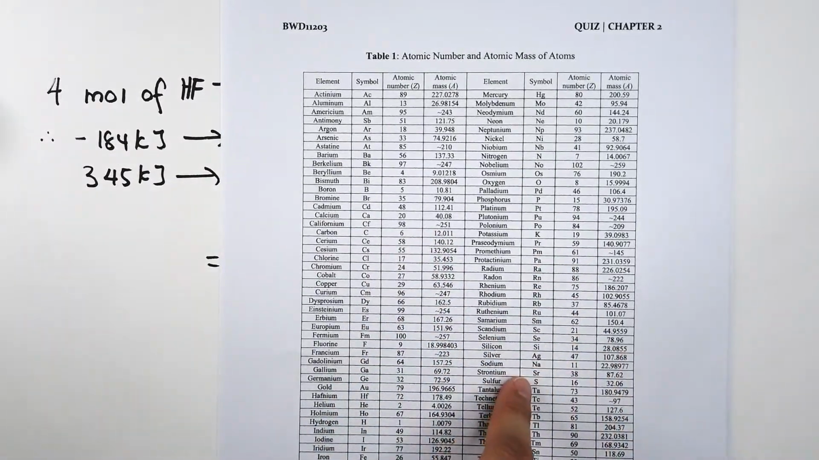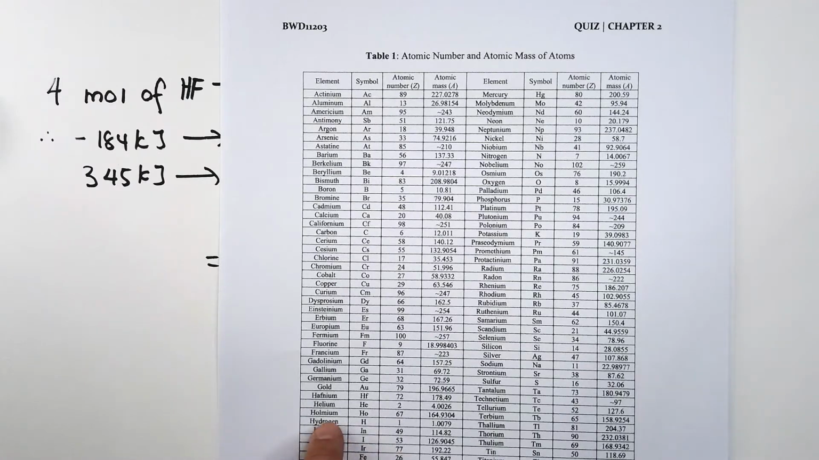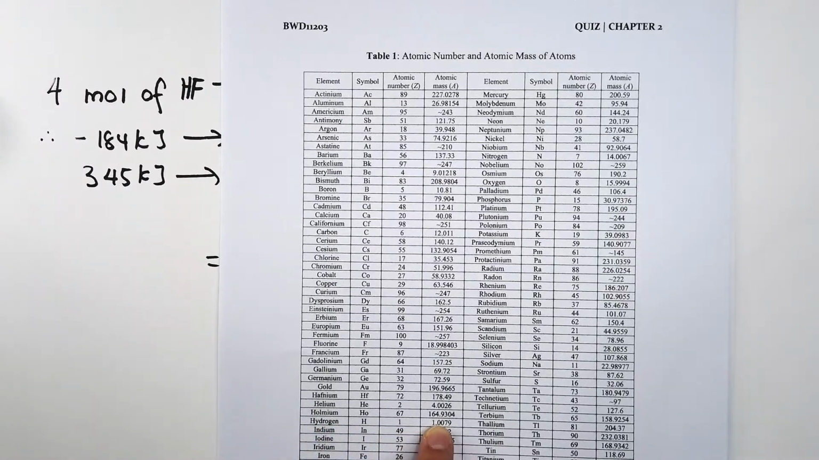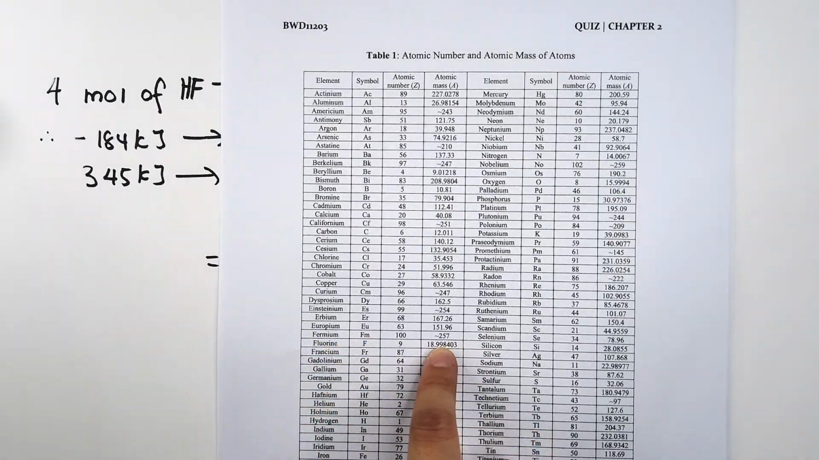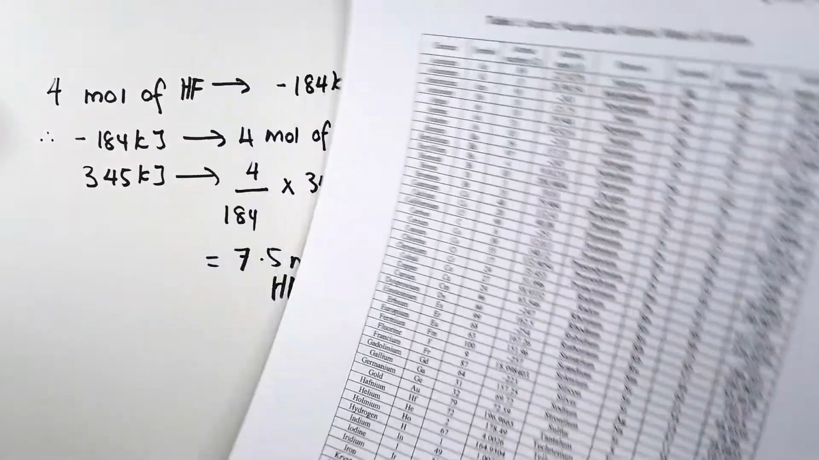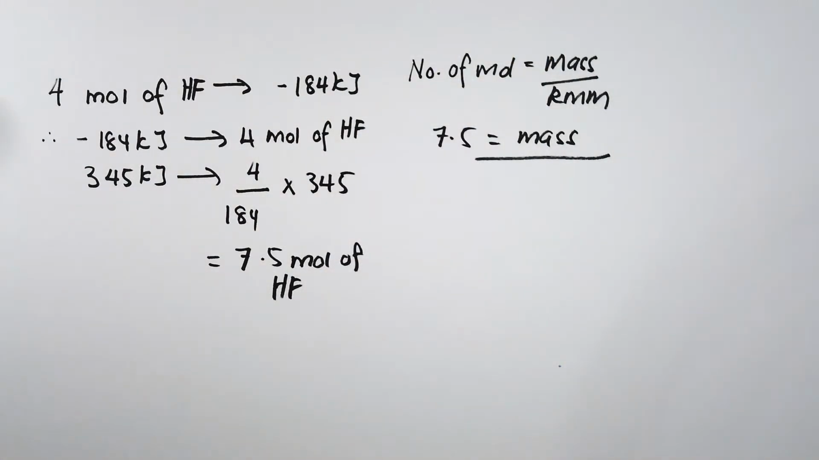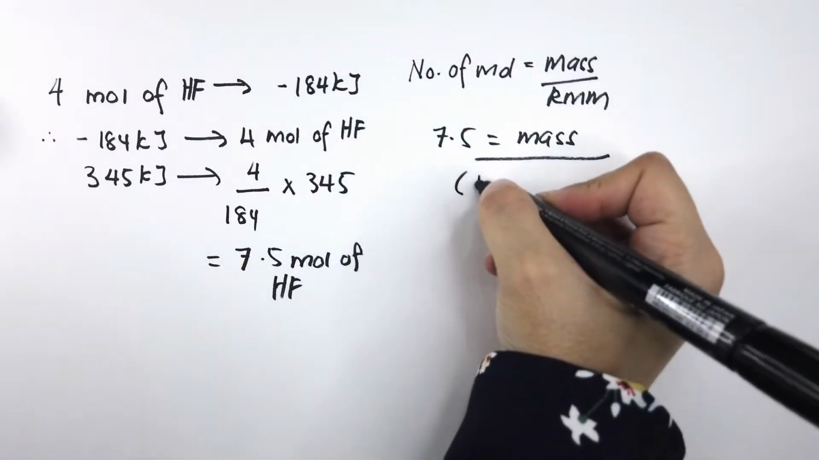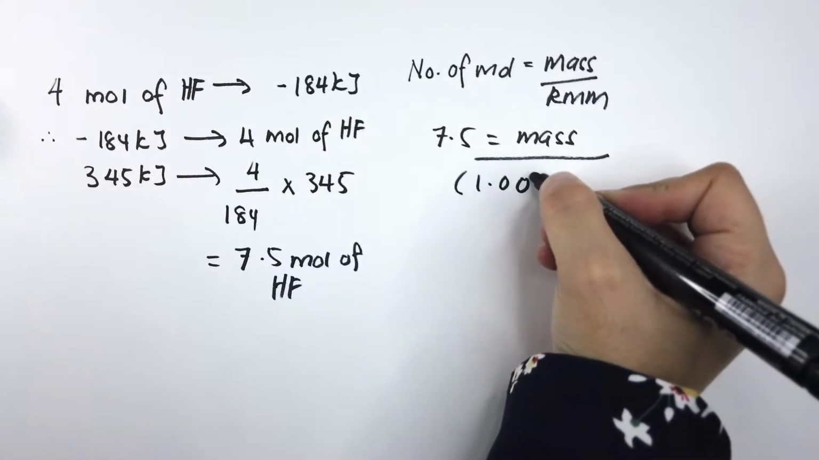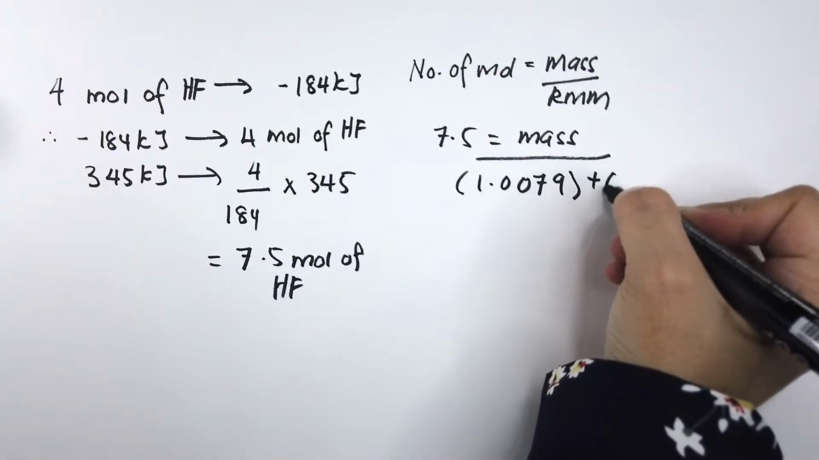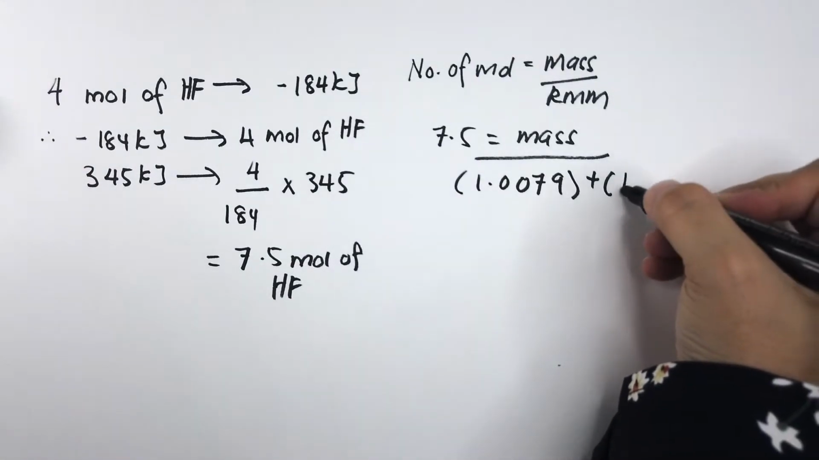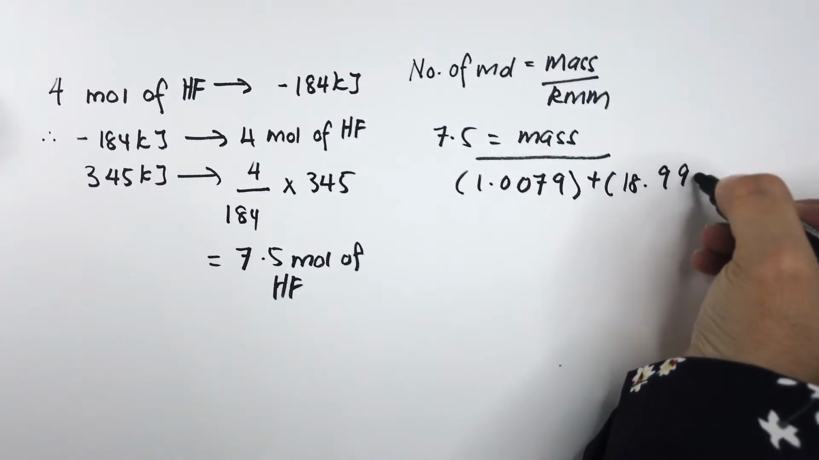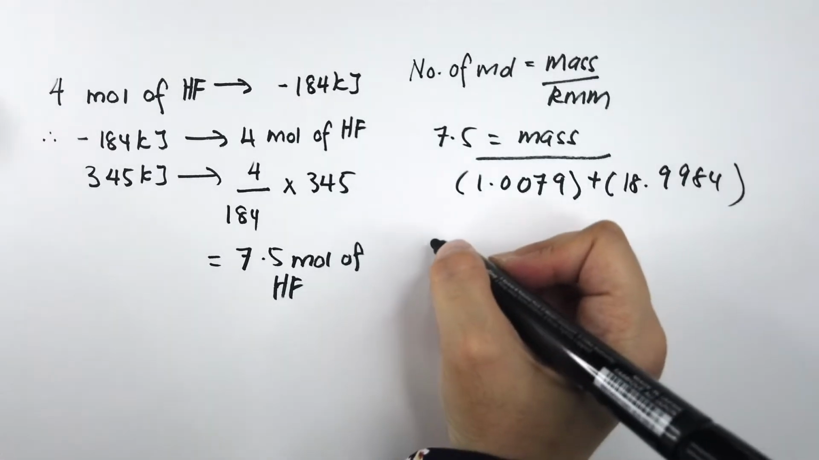So you're going to find H and you're going to find F. So hydrogen is 1.0079 and F is fluorine, which is 18.9984. Right, so you're just using the 4 decimal points, right? So now, because it's just one H and one F, so 1.0079 plus, for the F, 18.9984.